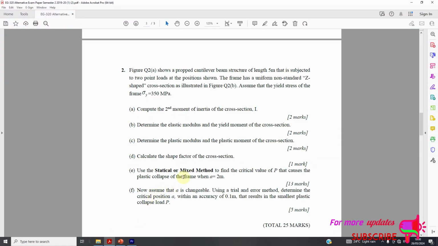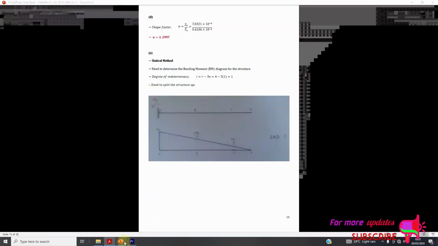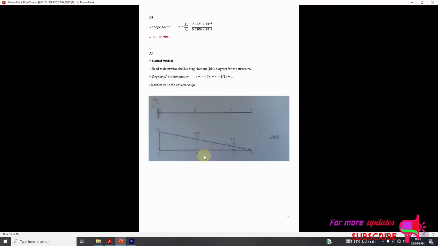Now use the static or mixed method to find the critical value of P that causes the plastic collapse of the frame when a is equal to 2 meters. We start with the static method. You need to determine the bending moment (BM) diagram of the structure and the degree of indeterminacy, where I is equal to R minus 3n, which is equal to 4 minus 3 times 1, which is equal to 1. So we need to split the structure up.